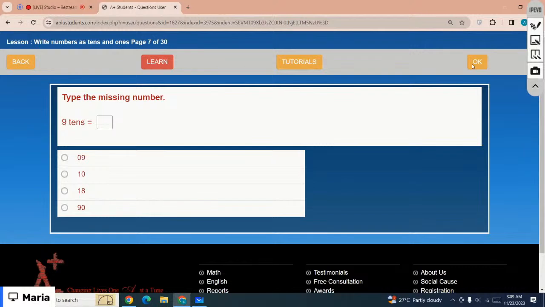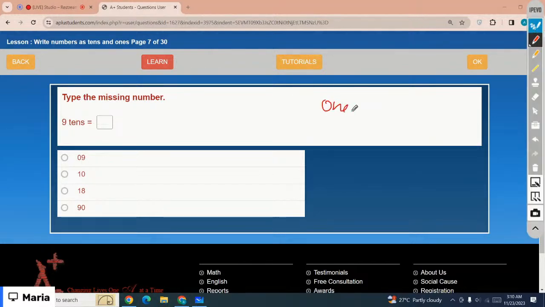Type the missing number: 9 tens. Now you are not given the digit at the ones position. So that means the digit at the ones position is 0, right? This is the place value chart, ones and tens. So 9 is at the tens position, so the ones digit is 0. So together they make the digit 90. Tens means you are just given the tens digit, so the ones digit is 0. The correct option is 90.